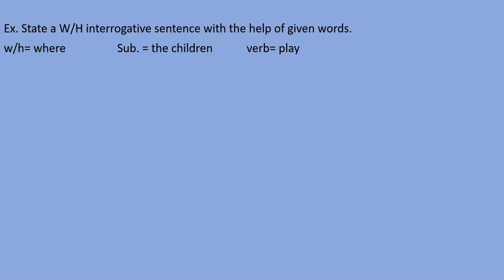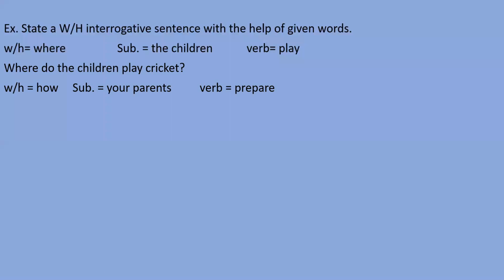If there is a child, right, then you can say, where does the child play? Our subject here is third person plural, not third person singular. So the second sentence, we can say, where do the children play. Okay, next words are there.